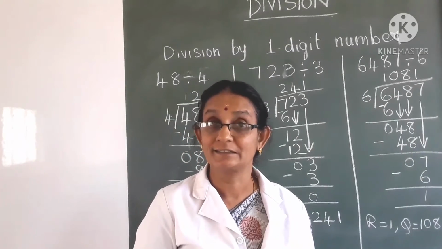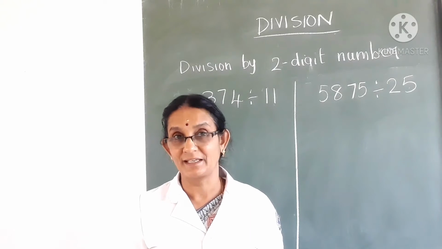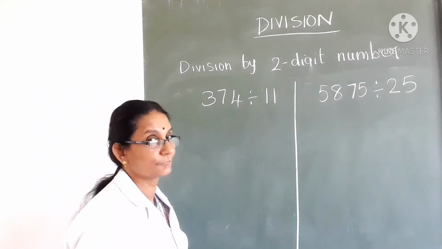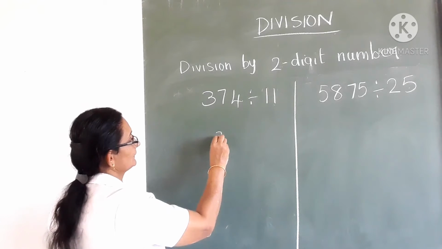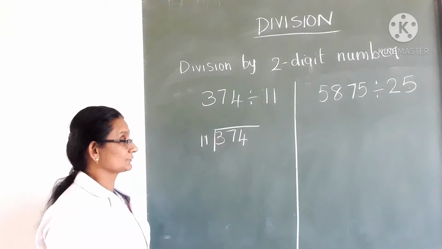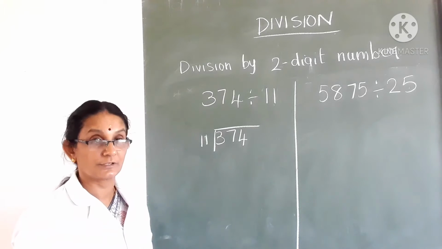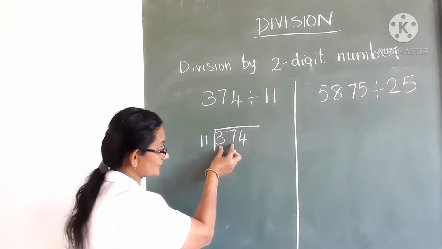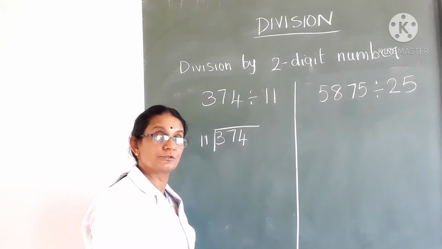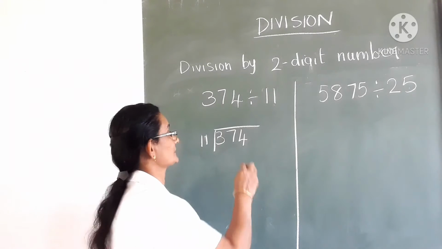So let us move on and see how the division of two digit number is. Children, let us summarize the division by two digit numbers. So we have 374 divided by 11. Now let us consider the two digits 37 and we have to see how many times 11 goes in 37. How many times does it go? Yes, just 3 times, isn't it?